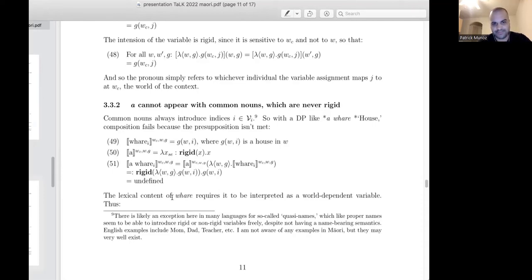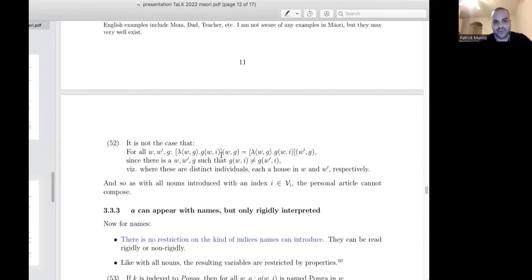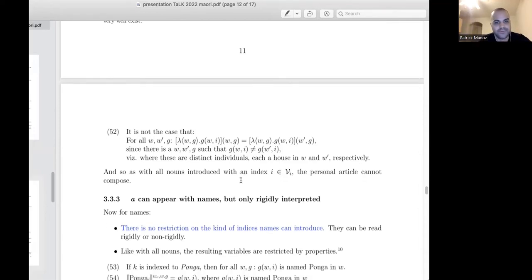You get undefined. We know that fare is a non-rigid variable because if you plug in two worlds, W and W prime, into the variable at the same assignment, you'll get at least one world where they don't match up. And that would namely be a world where one individual is different from the other across these two worlds, or rather the assignment maps to different individuals at those two worlds, both of which would have to be houses, right? Different houses across the worlds.